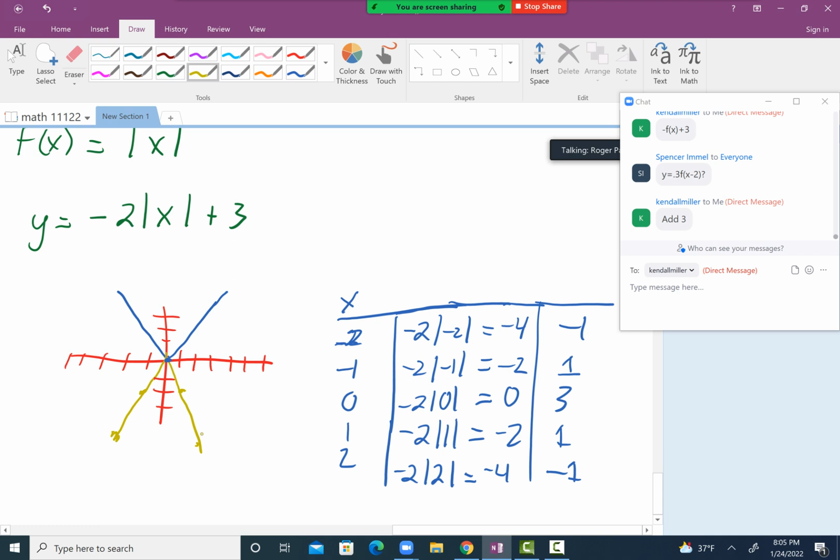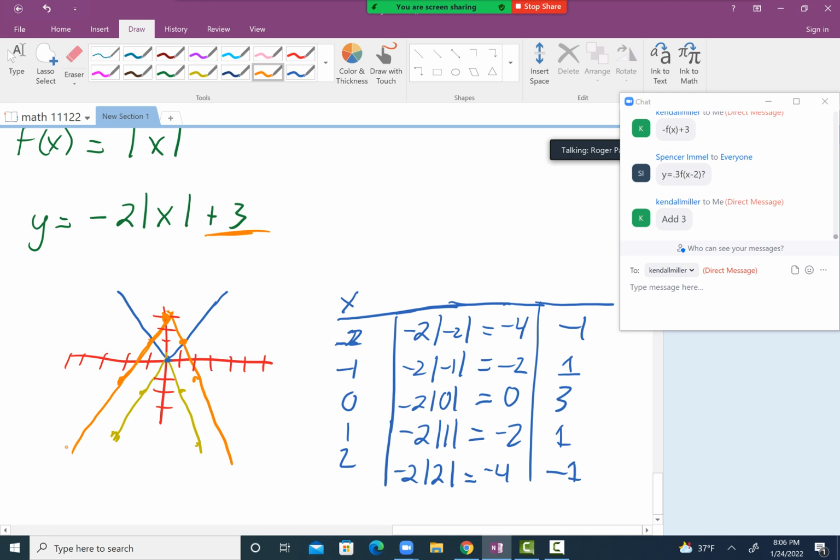To finish this graph, I'll put this in orange. To finish it, I would move it up 3. So this 0 goes up to 3, and this 1 goes to there, and this 1 goes to that 1. And this 2, which was at 4, goes up to 3, which is 1. So now I get this graph right here.